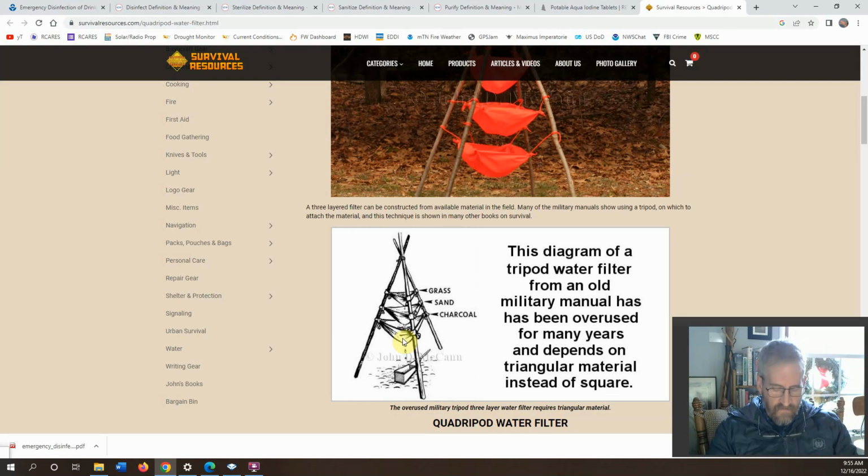Now, these Sawyer filters are inline filters. They can be used as gravity filters as well. I can provide some more information on that. Just leave me a comment and I will. The nice thing about these is they're super light. They're a little bit bigger than a film canister. They weigh about as much as an old film canister with a roll of film in it.